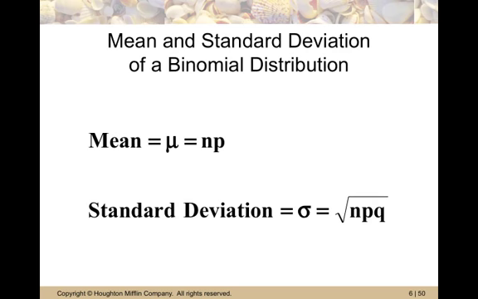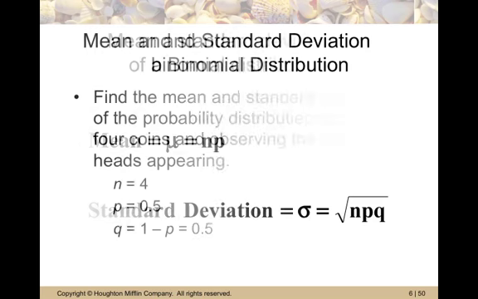So the mean of a binomial distribution is mu equals n times p. And remember, this can also be referred to as the expected value. And the standard deviation sigma is equal to the square root of n times p times q. You'll be given the formulas, so you just need to know when to use them and how to use them.